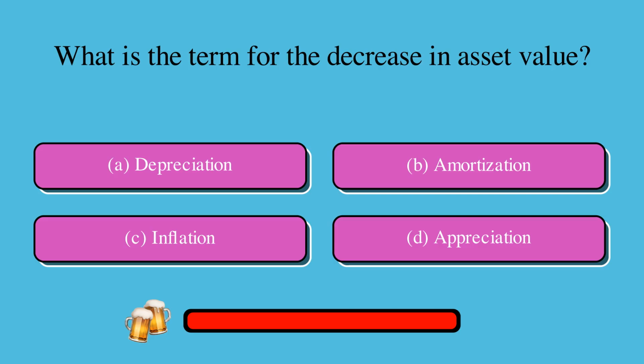What is the term for the decrease in asset value? Is it A, depreciation, B, amortization, C, inflation, or D, appreciation? The correct answer is A, depreciation.